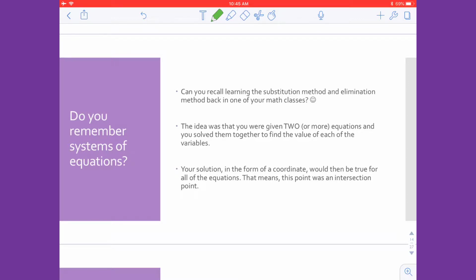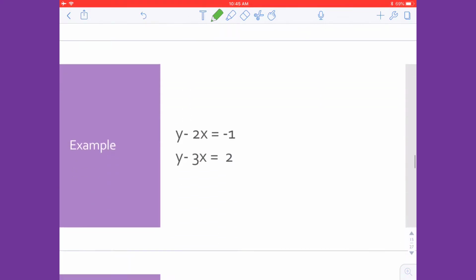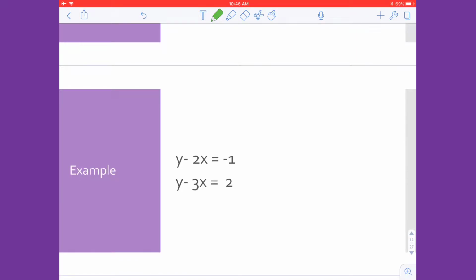This coordinate would then be true for all of the equations, so this point served as an intersection point. So you basically were finding the solution for all the equations that you had listed. Looking at these two problems right here, I have y minus 2x equals negative 1 and y minus 3x equals 2. I can actually go ahead and solve this, and I'm going to start out by doing the substitution method in green.